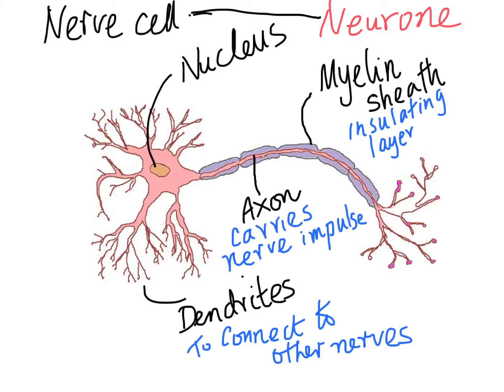To summarize the special adaptations of a nerve cell, it has this branched ending, dendrites, to connect to many other nerve cells. It has the axon, which carries the nerve impulse, and it is very long to connect long distances within the body. Myelin sheath, which is an insulating layer, so the electrical impulse travels along the axon efficiently.